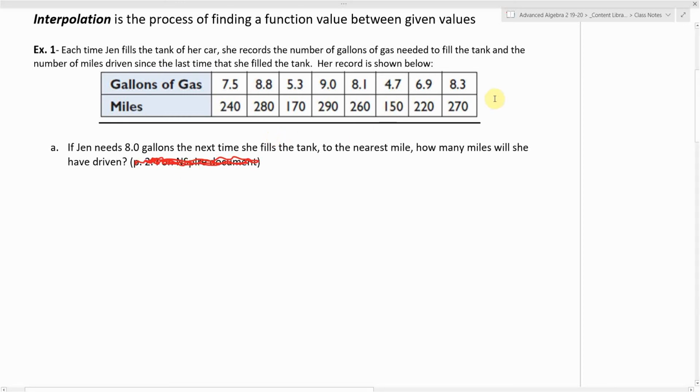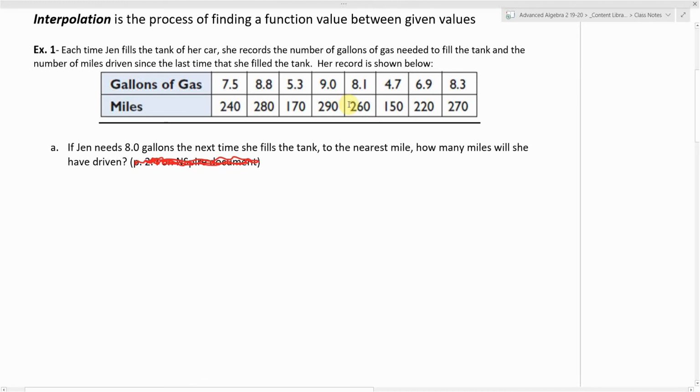If we look at the data, we would be able to say reasonably like, oh, well, 8 is close to 8.1, so she drove somewhere close to 260 miles, maybe 250, a little bit less than 260, maybe 240, even, who knows. But probably somewhere in that range. But that's just a really rough approximation. We want to get a little bit more precise in our predictions, so we're going to generate our regression model first.